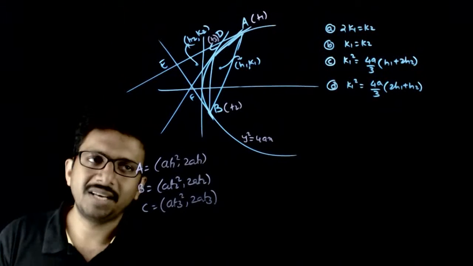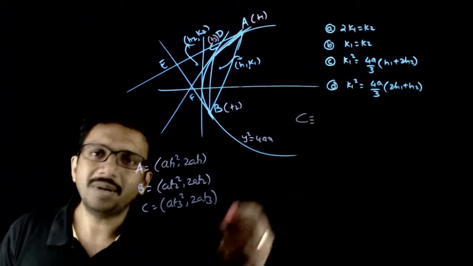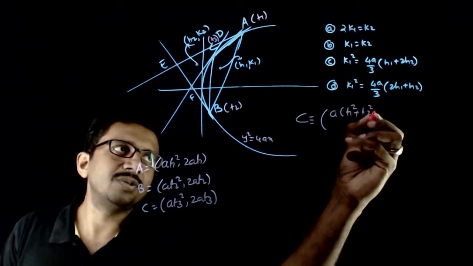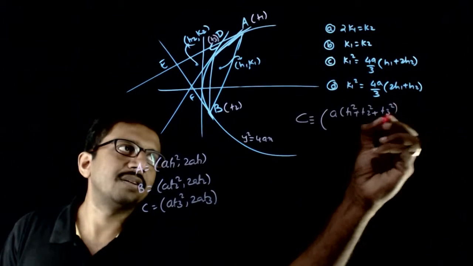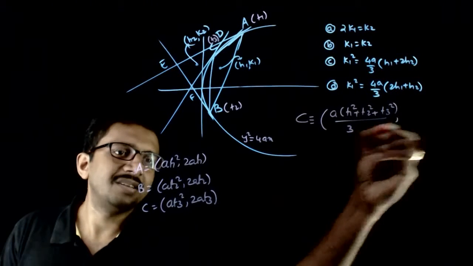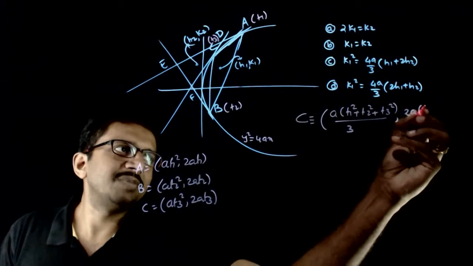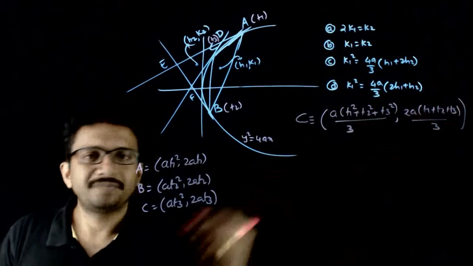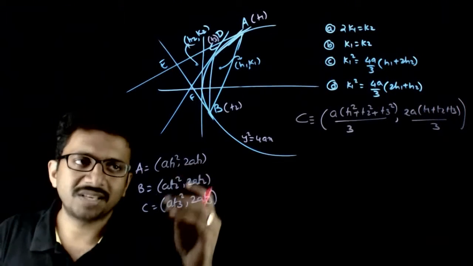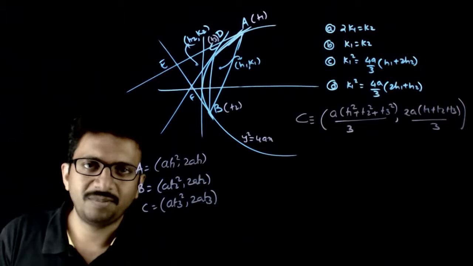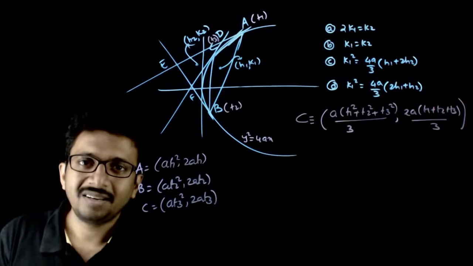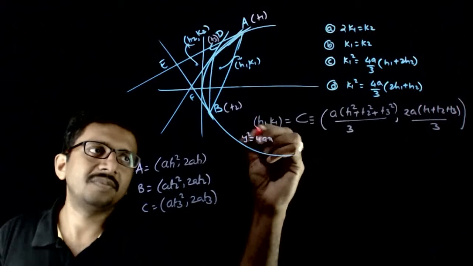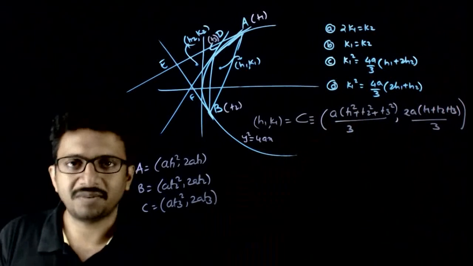So what is the centroid of triangle ABC? The centroid is nothing but a times (T1 square plus T2 square plus T3 square) by 3, and 2a times (T1 plus T2 plus T3) by 3. That is (x1 plus x2 plus x3) by 3, (y1 plus y2 plus y3) by 3. So this is the centroid of the triangle formed by ABC, that is nothing but H1, K1. So this is H1, this is K1.